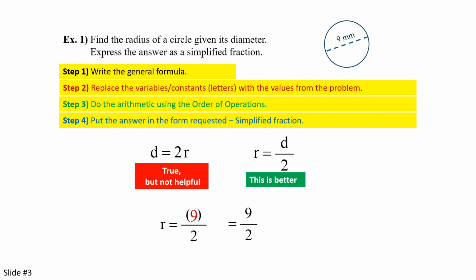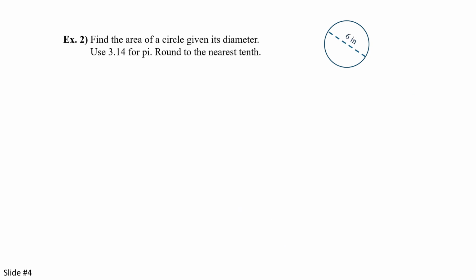Since they wanted just a simplified fraction, we don't have to do anything else other than attach the units to it. It's not an area and not a volume, so it's just as is, millimeters. If they'd asked for a decimal, then we'd have to divide. If they'd asked for a mixed number, then we'd have to convert. But here it just says simplified fraction. So the answer is 9 over 2 millimeters.